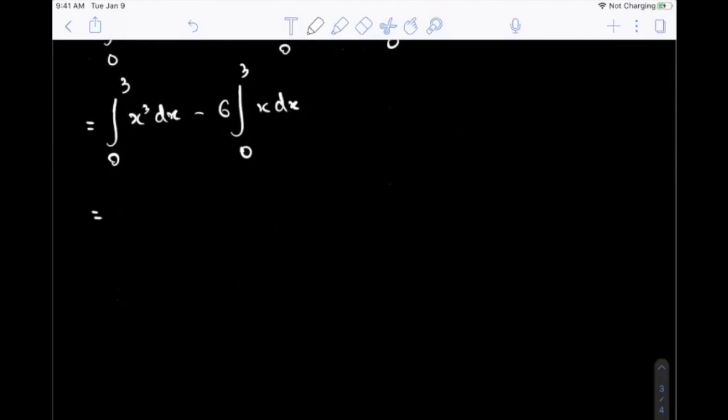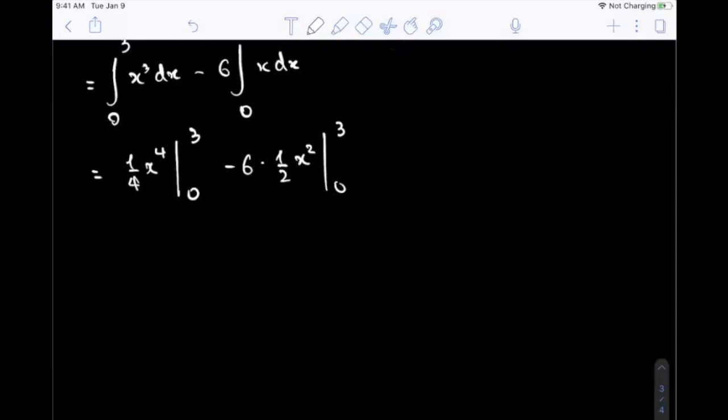And the antiderivative of x cubed is 1/4 x to the 4th, evaluated at 0 and 3, minus 6, which is the constant multiple, times 1/2 x squared. 1/2 x squared is the antiderivative of x. You evaluate this at 0 and 3. So now you can evaluate the functions, right?